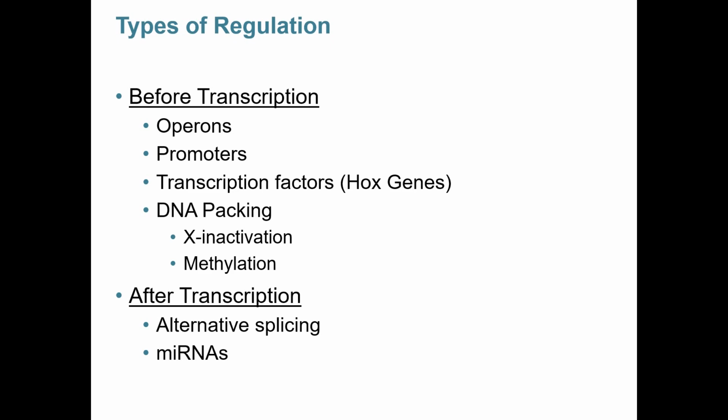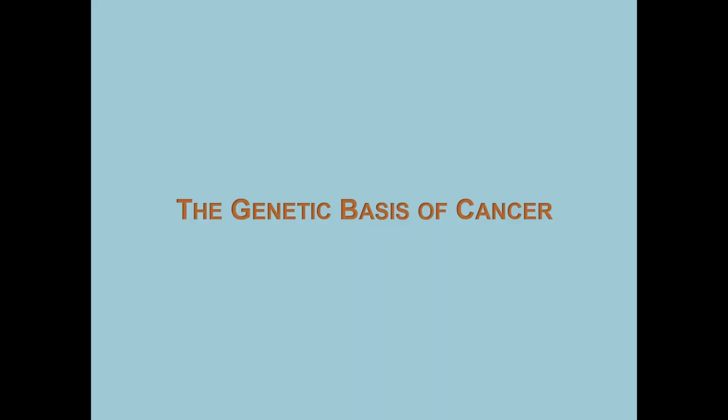Now let's use some of this information to talk about something that people are actually interested in, and that's the genetic basis of cancer. Essentially, cancer is loss of control. We discussed previously that there are a large number of genes and events that are going to help control the cell cycle. When mutations occur that remove these controls, that's when cancer happens.